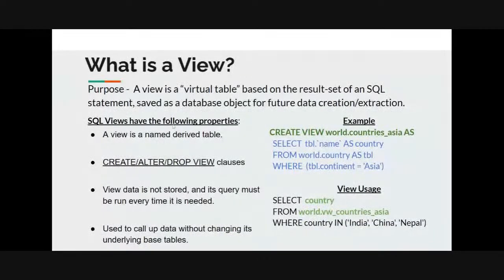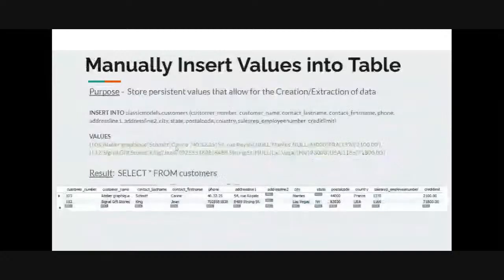All right, it looks like everyone online can see it. So data manipulation, starting with manually inserting values into a table. The purpose is to store persistent values that allow for the creation and extraction of data. We say persistent, I've mentioned that a couple times. The data is stored in there whether you restart the database or you end a session. Once you put the data in that canister, it stays there until someone deletes a table or deletes a record or something like that.